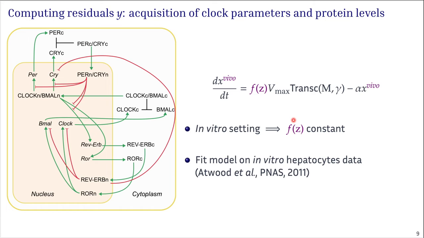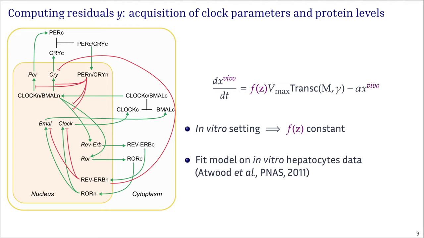Such a setting can be found if you use in vitro hepatocytes data, for instance. In this setting, indeed, temperature will be constant. There is no activity, so it's constant equal to zero. Same for the hormones, etc. We can consider that in this case, the action of systemic regulators is constant. And we found such a data set, and we fit our model to it.